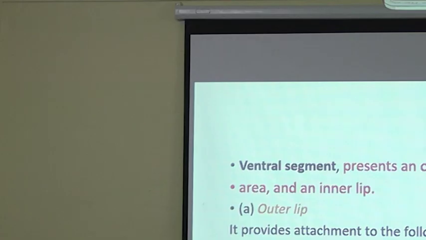Now you can see the ventral portion has three lips: the outer lip, the inner lip, and the intermediate lip. So this ventral portion is divided into three parts. Similarly, the dorsal portion also has two parts: one is the outer lip, another is the inner lip.